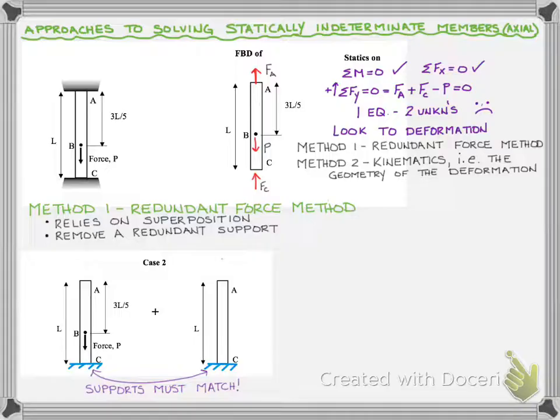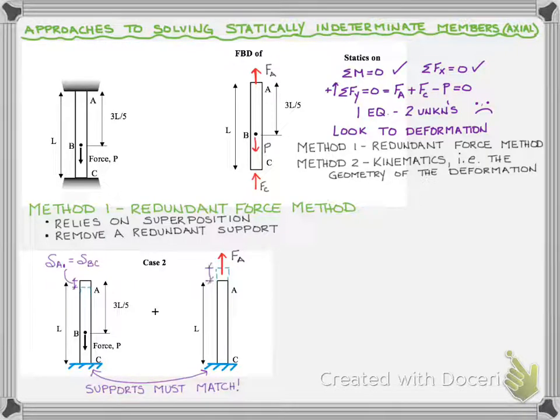The key thing is those two supports must match. You cannot on the first column have the support at C and then on the second column have the support at A. The two columns that you draw, their supports must match. That's critical. Now, what we want to look at is we want to then put the support reaction that would have been at A on our second column.